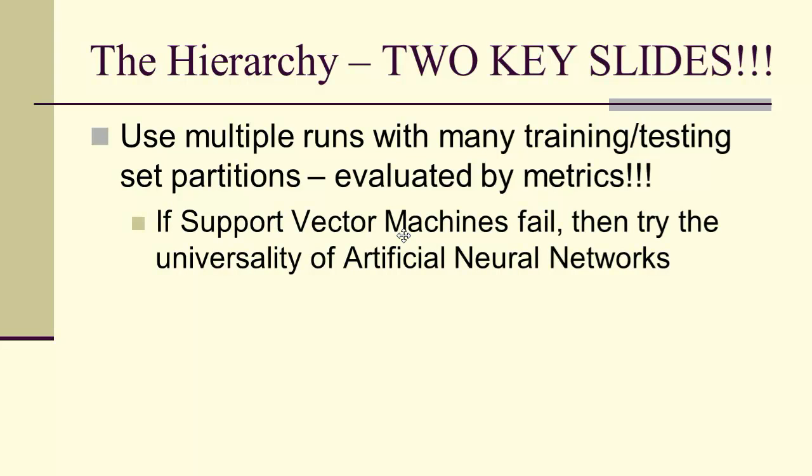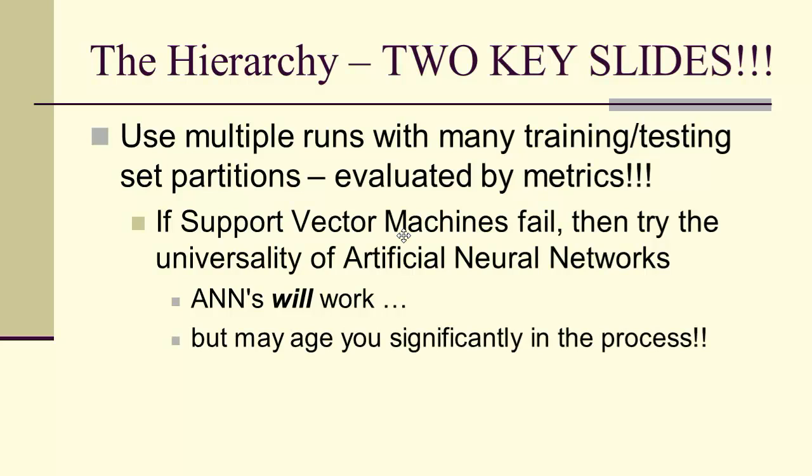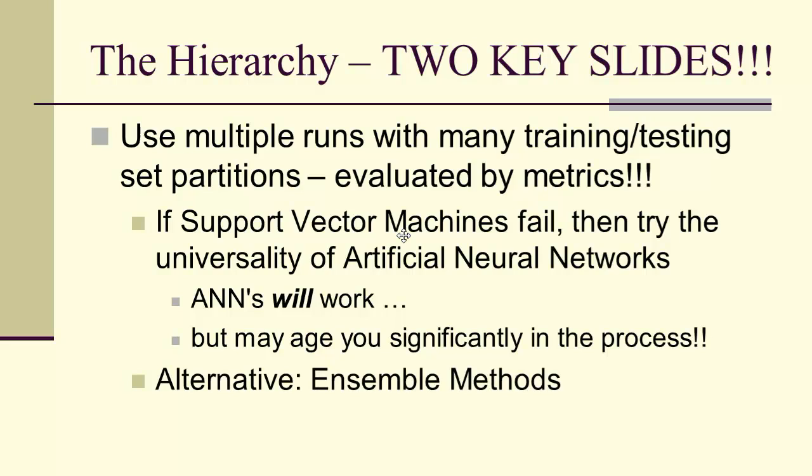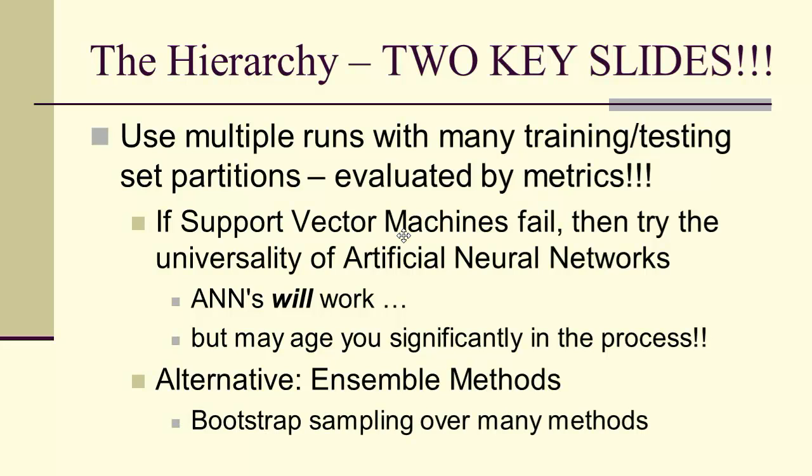If the support vector machines don't work, then you can always turn to the universality of artificial neural networks. The nice thing about artificial neural networks is they will work, but they may cost you significantly in the process. An alternative is ensemble methods, which have somewhat the sense of the universality of artificial neural networks, but are not truly universal. But in those methods, you're bootstrap sampling over many different approaches, and an example there is random forest.